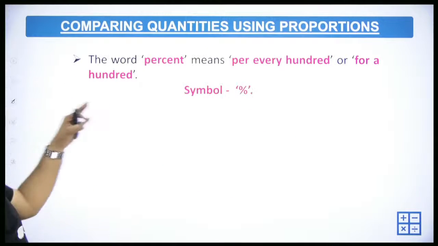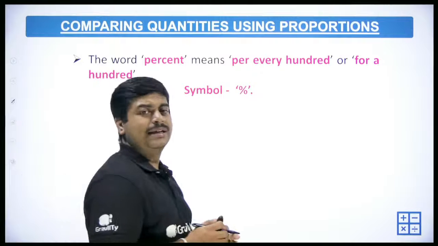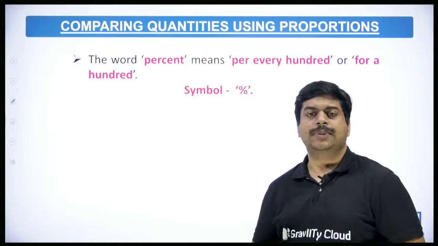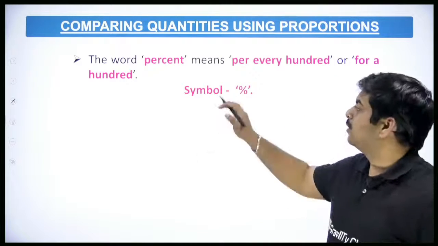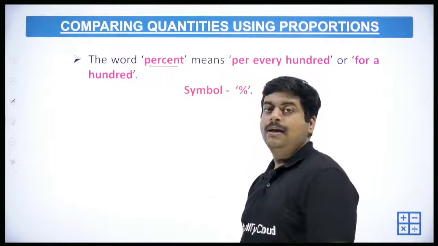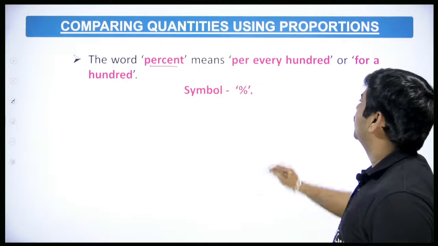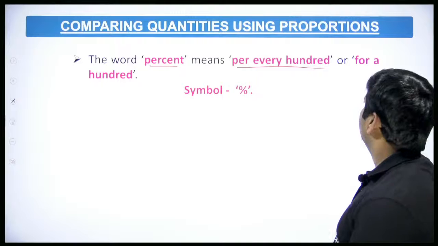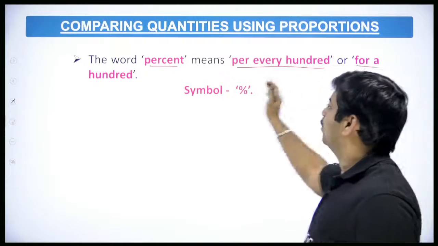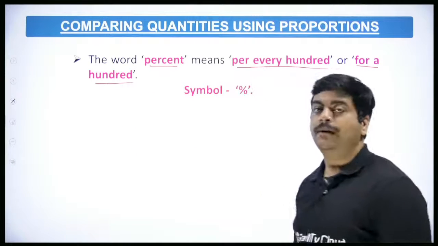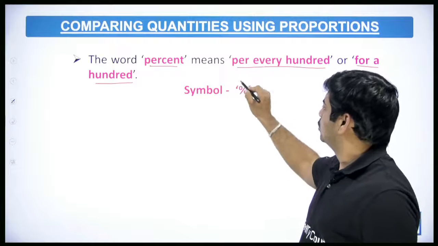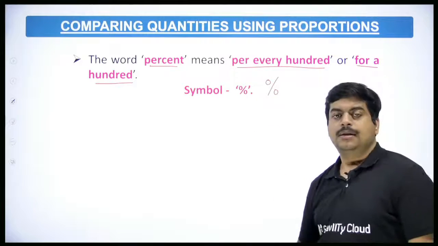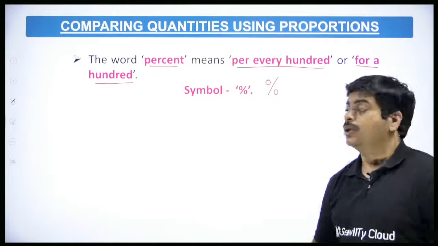The word percent, percentage, we started in the last class, right? So what is a percentage? When we're comparing quantities, sometimes we compare with percent. The word percent means per every 100, or for 100. The symbol we use for percentage is this one. So it is per 100.